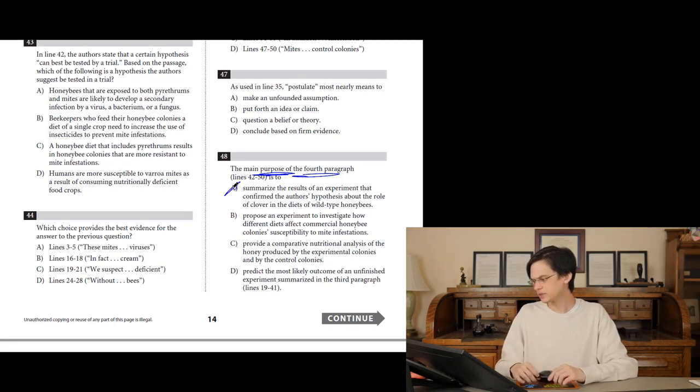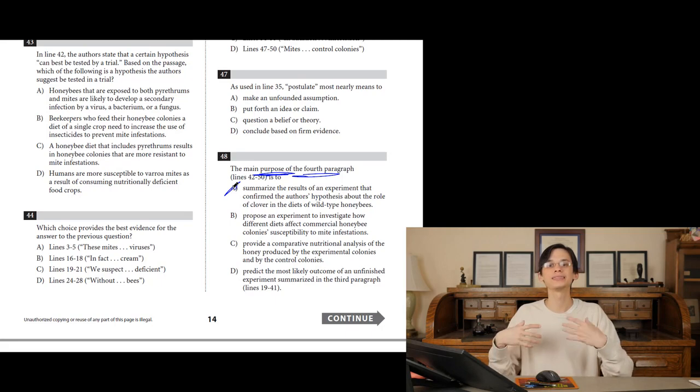What about B? The main purpose of the fourth paragraph is to B, propose an experiment. I like that. We're proposing it. This is how we would do it. We haven't done it. This is what we would do. Propose an experiment to investigate how the different diets affect commercial honeybee colonies susceptible to mite infestations. Yeah, one diet with pyrethrum, one diet without, just clover. I like B. We're proposing. This is our proposition. This is what we think we should do. We haven't done it. This is what we should do.